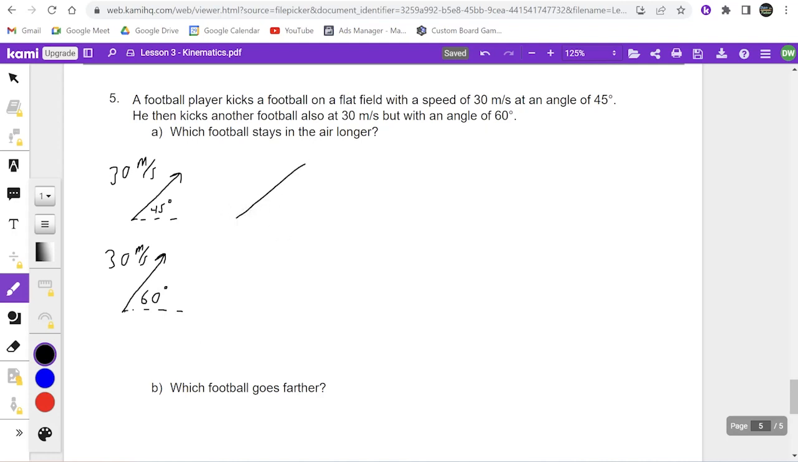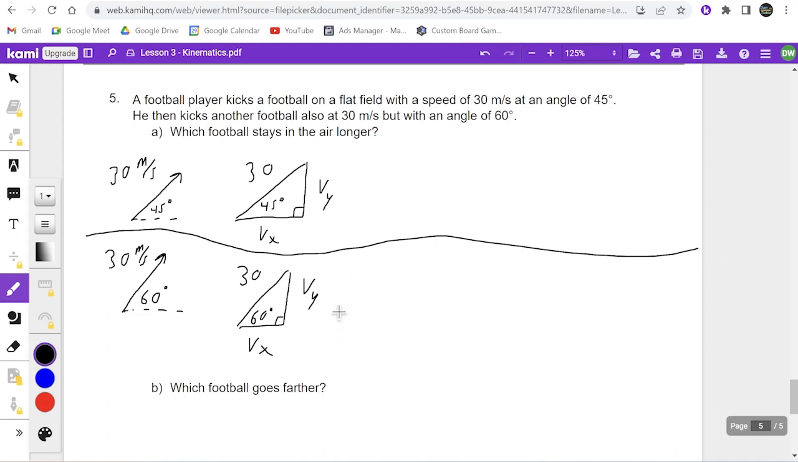The secret to this question is you need to make two right triangles, because that's what we love to do in physics. We love making right triangles. There's 45 degrees, right angle, that hypotenuse is 30, and we have Vx and we have Vy, the velocity. And then I do the same thing for the other one. The hypotenuse is 30, the angle is 60 degrees right there, it's a right angle, again, Vx and Vy. Now let's see how I solve for Vx and Vy.